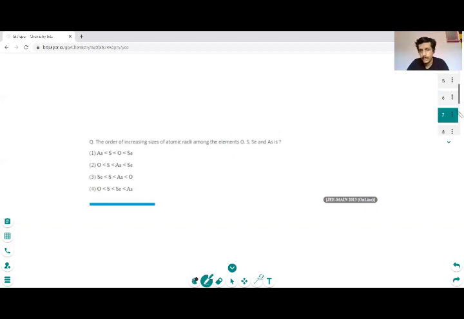Now, the next question is atomic radii among oxygen, sulfur, selenium, and astatine. It's quite a straightforward question. All four belong to the same group, and we know down the group, atomic radii... You should think, what happens to atomic radii down the group? Yes, atomic radii increases. So astatine should have the highest atomic radius, correct? Yes, this is the only option.